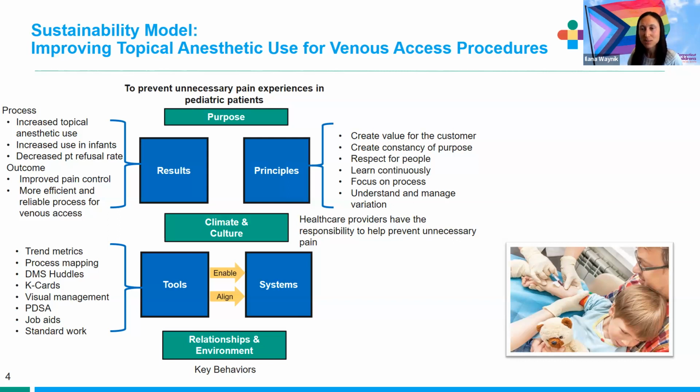What I really like about the sustainability model is it ties together the purpose of your project with the climate and culture of where you work or where this project is taking place. It also makes you think about the relationships and the environment where these behaviors are taking place. And that's really important to think about. In the blue boxes, you see the different things that you need to think about in order to make these projects happen. Again, the purpose of our project was to prevent unnecessary pain experiences in pediatric patients, specifically looking at venous access procedures. And I'm going to start with the principles because I think this is a good place to start.